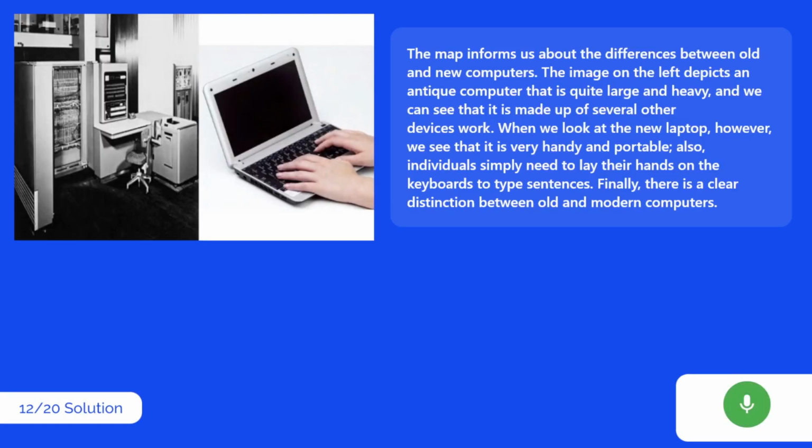The map informs us about the differences between old and new computers. The image on the left depicts an antique computer that is quite large and heavy, and we can see that it is made up of several other devices. When we look at the new laptop, however, we see that it is very handy and portable. Also, individuals simply need to lay their hands on the keyboards to type sentences. Finally, there is a clear distinction between old and modern computers.